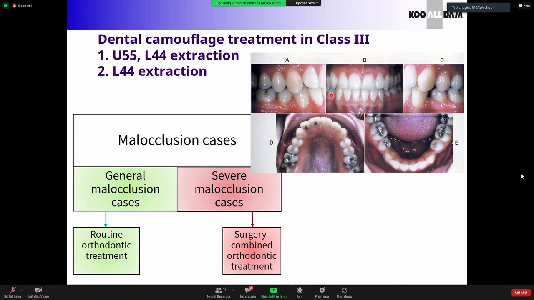So many consider class 3 malocclusion as a causative factor from genetic. However, it is difficult to decide on the surgery treatment. So at that time, we recommend the patient dental camouflage treatment in class 3 malocclusion. So this means upper second premolar and lower first premolar extraction, and or lower first premolar extraction.